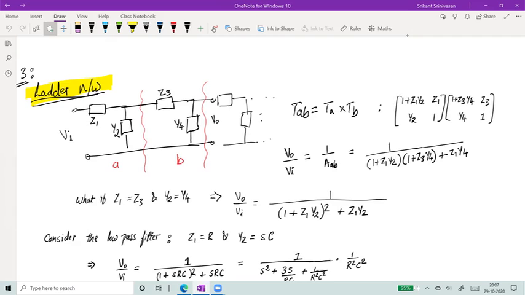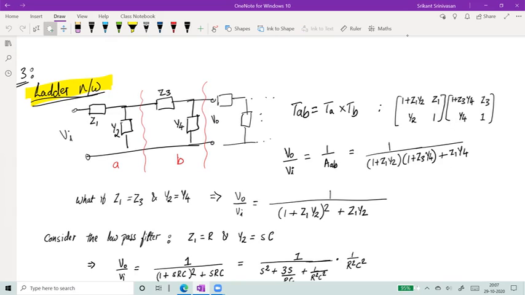So the A will then be given by the product of this term and this term, right? I mean, this term multiplied with this term. So that gives me 1 plus Z1 Y2 times 1 plus Z3 Y4, and this term and this term give me Z1 Y4. So that's the new matrix.